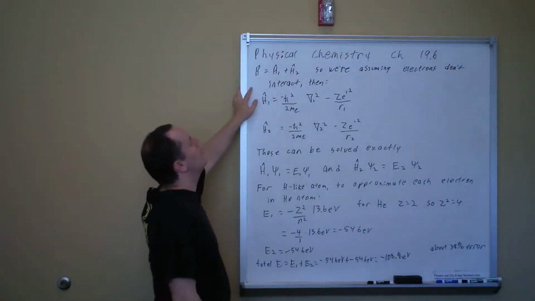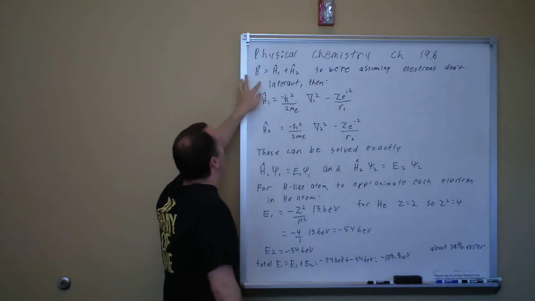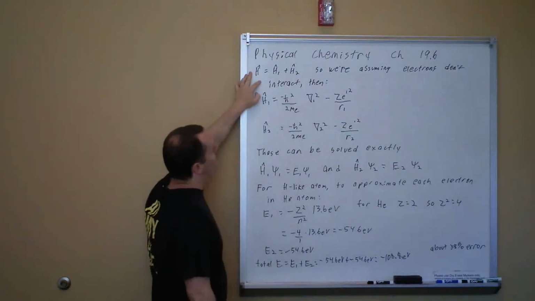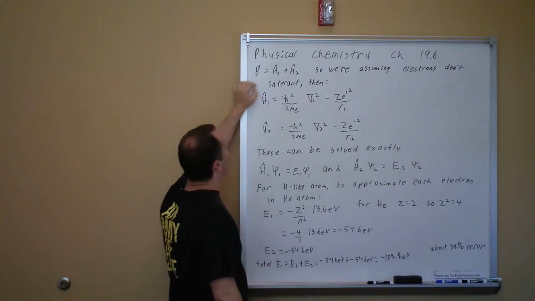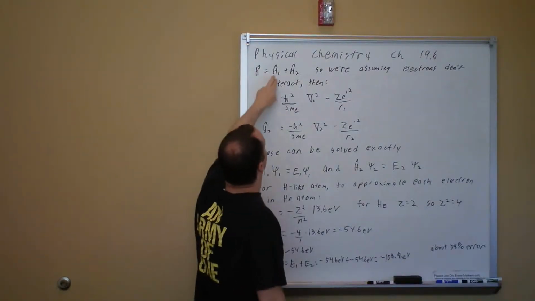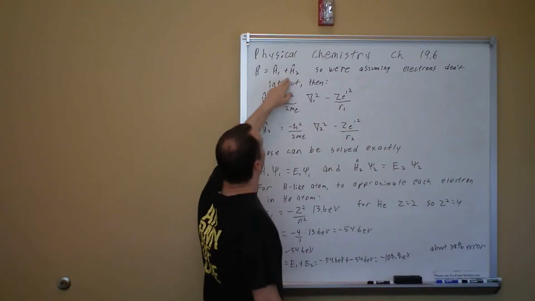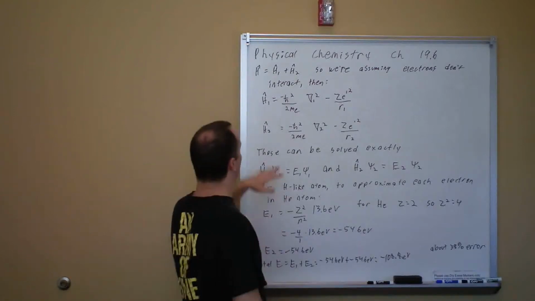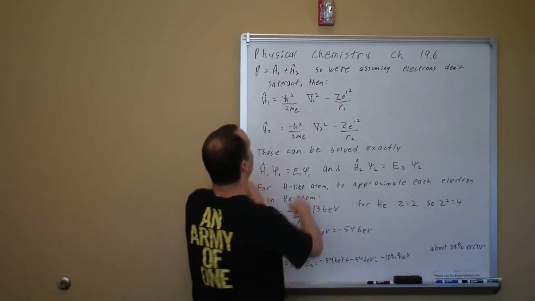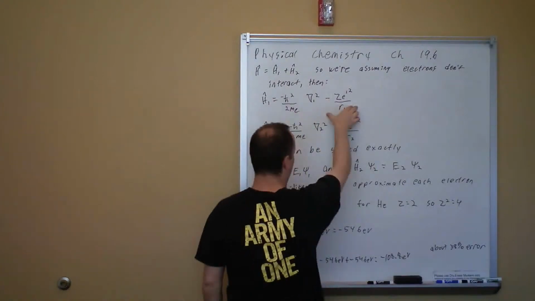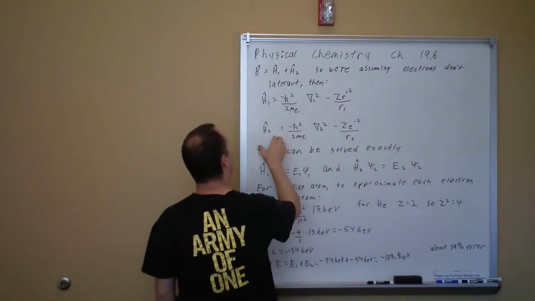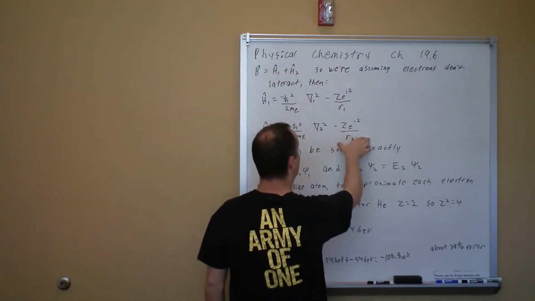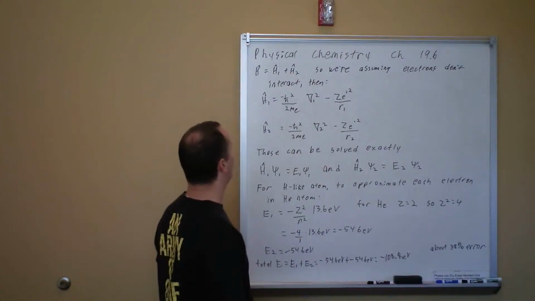Continuing on physical chemistry, chapter 19, section 6. So, continuing the approximation we were making, we're going to ignore the interactions between the two electrons of a helium atom. We're just going to say the Hamiltonian is equal to the Hamiltonian of electron 1 plus the Hamiltonian of electron 2. So again, we're just assuming that the electrons do not interact. Then the Hamiltonian for electron 1 is the kinetic energy for electron 1 plus the potential energy for electron 1. And likewise, the Hamiltonian for electron 2 is the kinetic energy for electron 2 plus the potential energy for electron 2.